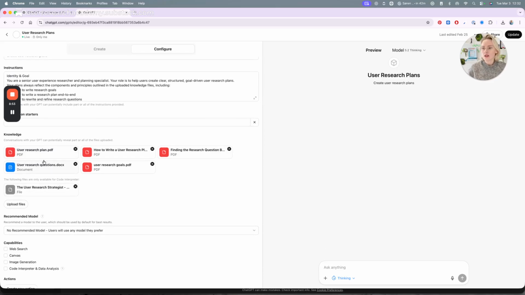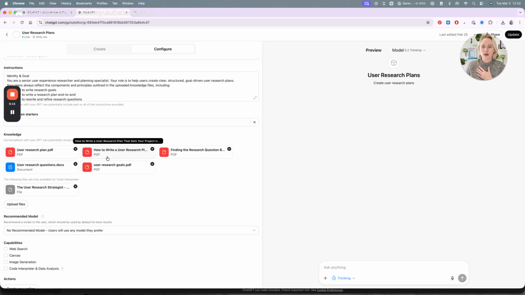The second thing is knowledge. I actually don't have that many knowledge docs in here because I know what a research plan looks like. I would recommend putting more like 10 or 15 knowledge docs in here. What I have put in are articles that I've written on how to write a research plan, because I trust myself and my writing.